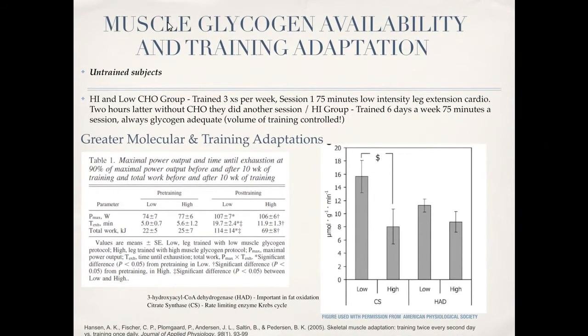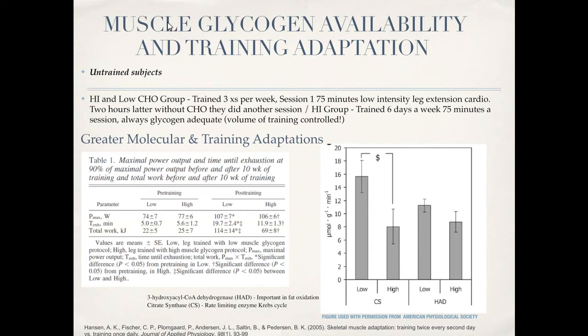Classic study. The first study was performed by Hansen in 2005. And essentially what you see is that Hansen took untrained people, and she and her colleagues used a one-legged kicking model. So one of the legs would essentially train 6 days a week, 75 minutes a session, while the other leg would do session 1. They would not eat any carbohydrates for 2 hours and then do session 2 right after. Both groups did 6 sessions, but one group was in a low endogenous carbohydrate situation every second session.